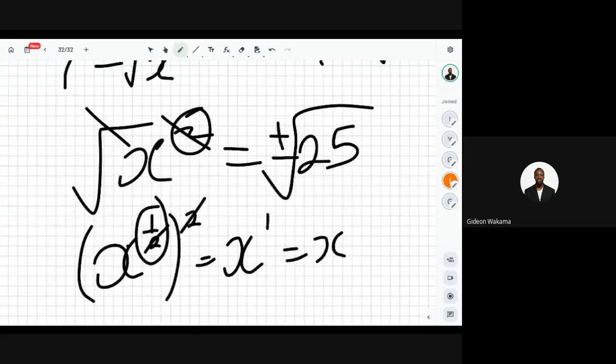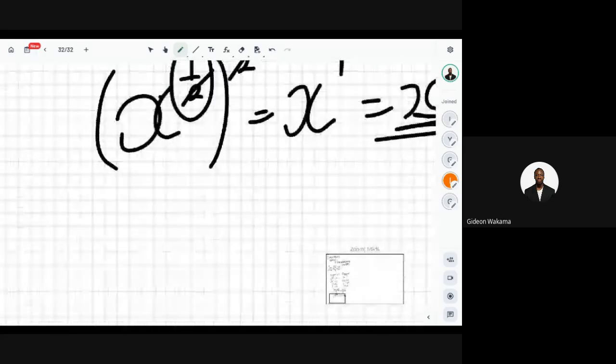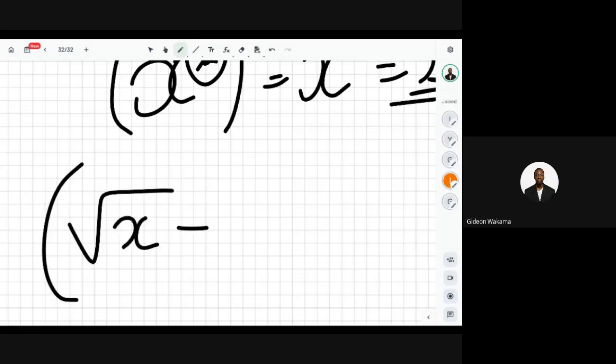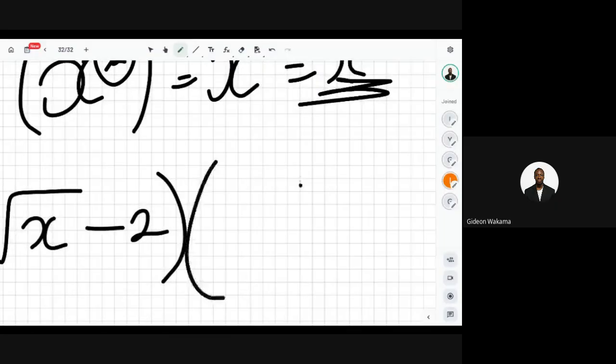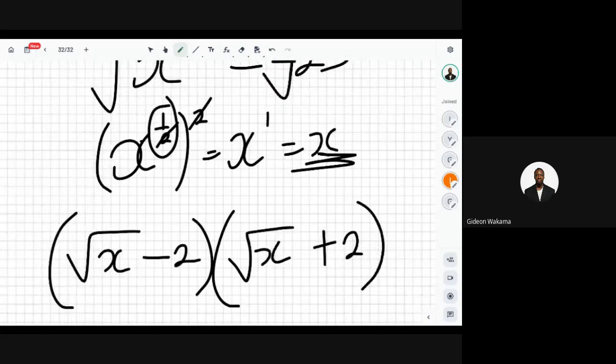Square root means raised to the power 1 over 2. When we have square, it means 2 times 1 over 2, which is 1. And then we're left with just what is inside, which is x. So by the time you multiply a root and a root together, you just have the value that is inside. For instance, let's find the conjugate of this. Let's say we have the square root of x minus 2, and then we have root x plus 2. By the time you open this, it is root x times root x.